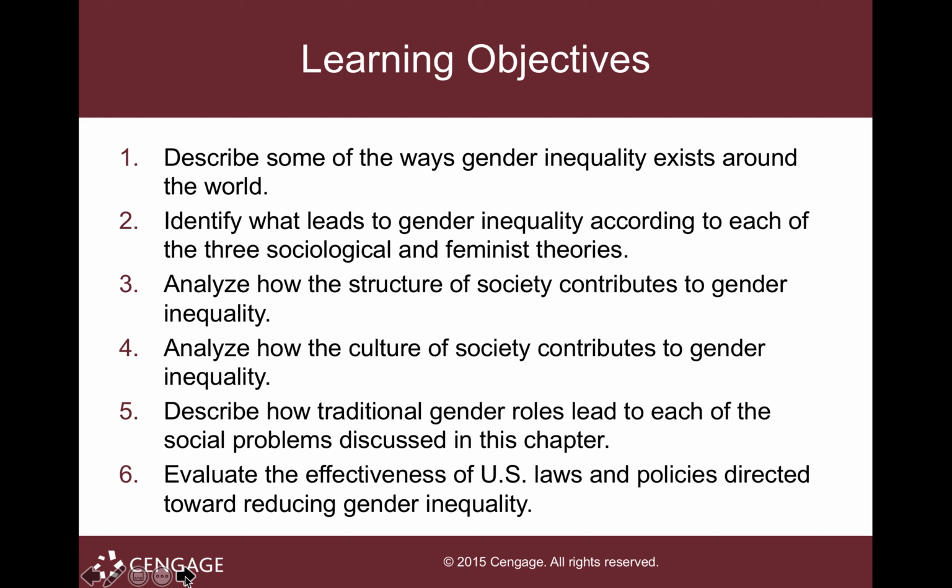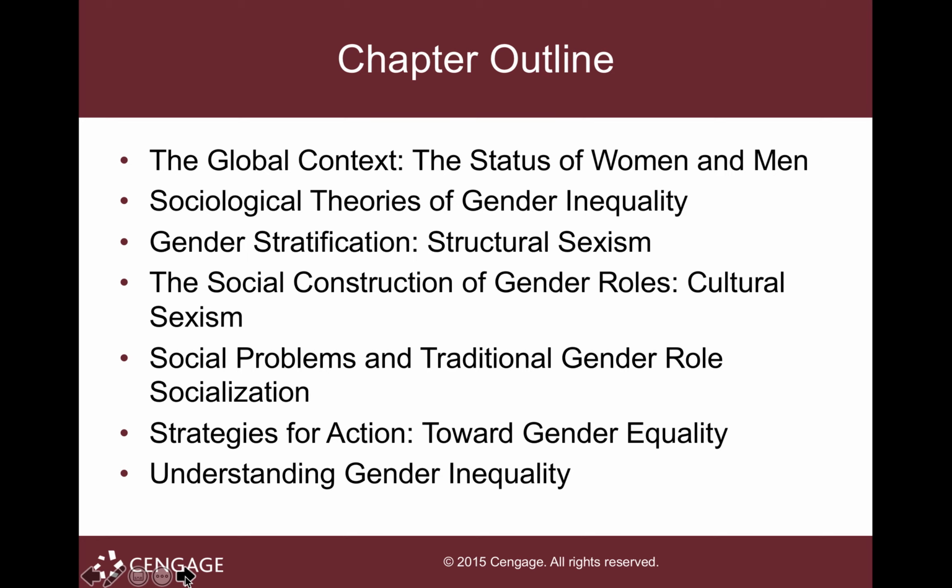So the learning objectives for this week are to describe some of the ways gender inequality exists around the world, to identify what leads to gender inequality according to each of the three sociological and feminist theories, to analyze how the structure of society contributes to gender inequality, to analyze how the culture of society contributes to gender inequality, to describe how traditional gender roles lead to each of the social problems discussed in this chapter, to evaluate the effectiveness of U.S. laws and policies directed toward reducing gender inequality.